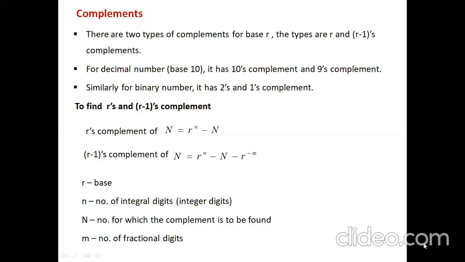So the formula for finding R's and R minus 1's complement is: R's complement of N is equal to r to the power of n minus capital N. Here small r is the base of the given number, small n is the number of integral digits, and capital N is the given number for which you have to find the complement. And for r minus 1's complement, it is r to the power of n minus r to the power of minus m minus capital N. This is the formula where m is the number of fractional digits.